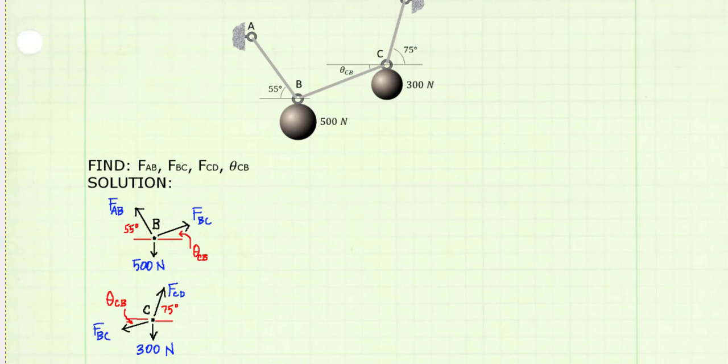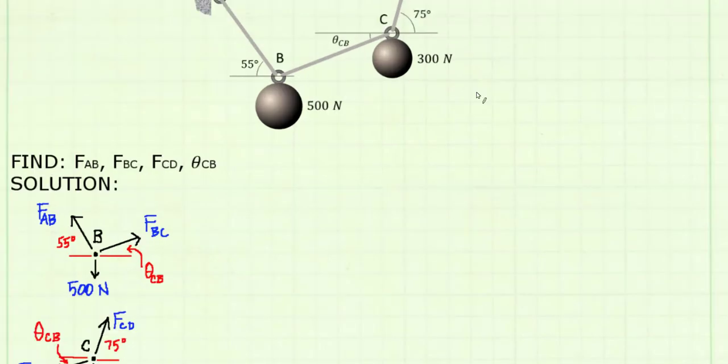And if we write our equilibrium equations of summing forces in x and y for both free body diagrams, we'll get 4 equations. So we should be able to solve for our 4 unknowns with our 4 equations. So let's do that next. I will write the equilibrium equations for our 2 points.